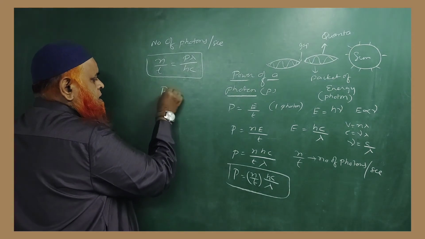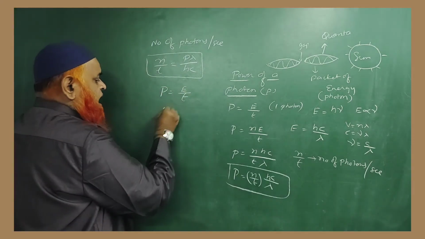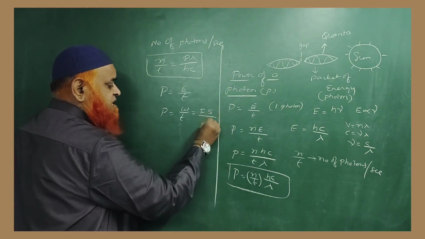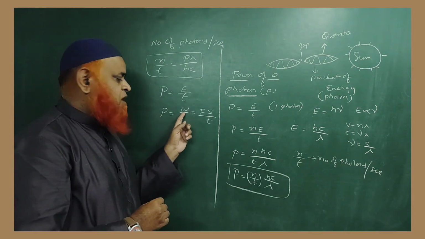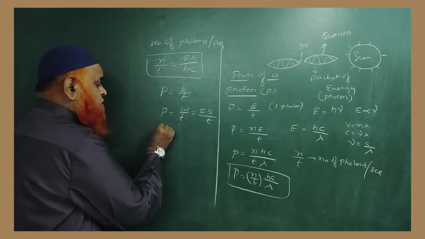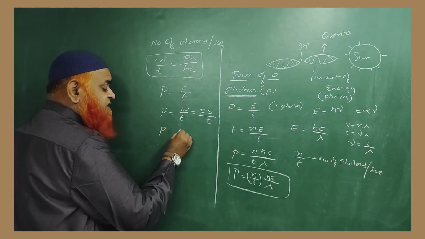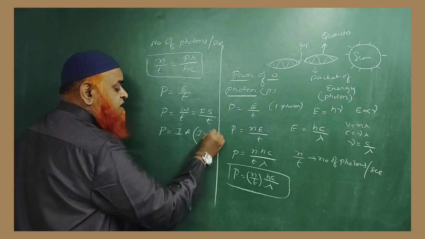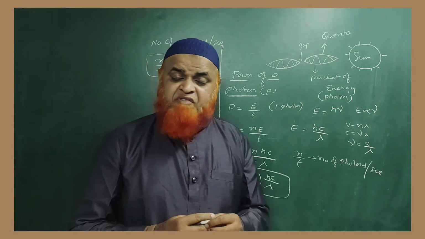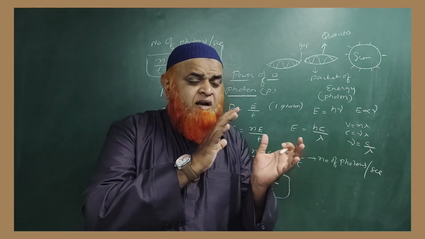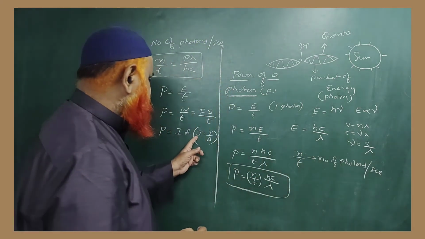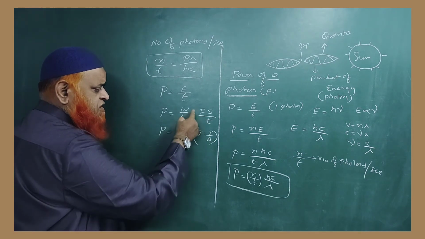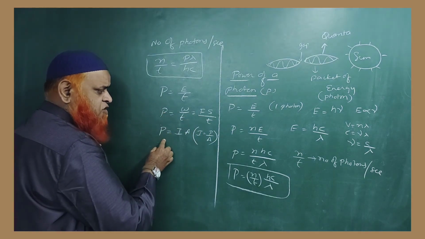We all know that power is nothing but energy by time. Power can also be written as work by time, and work can be written as force into displacement by time. So the other formula for power is intensity into area, because we all know that intensity is nothing but power passing per unit area. The intensity of sunlight is taken as power passing per unit area. So this is called the intensity formula, power by area. So power is equal to intensity into area. So we have got two formulas now for power. This is the first formula, this is the second formula.